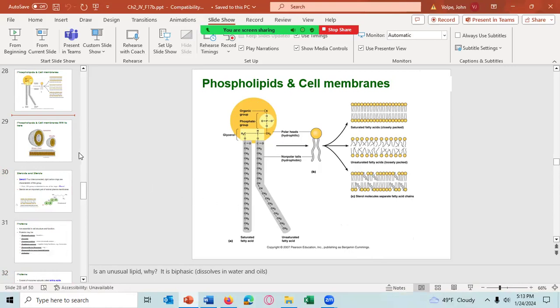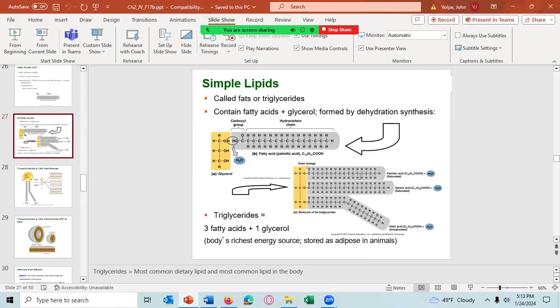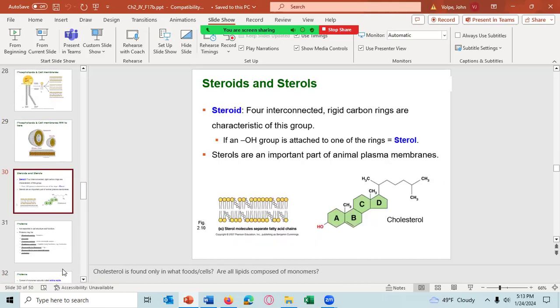The triglycerides are monomers of fatty acids and glycerol. But not all lipids are polymers made up of monomers. And the steroids and the sterols are one. It is true there is another group of lipids that we're not going to talk about, and I don't even think your textbook author discusses them. But another lipid is a wax, and it is like a steroid in that it's not made up of monomers.